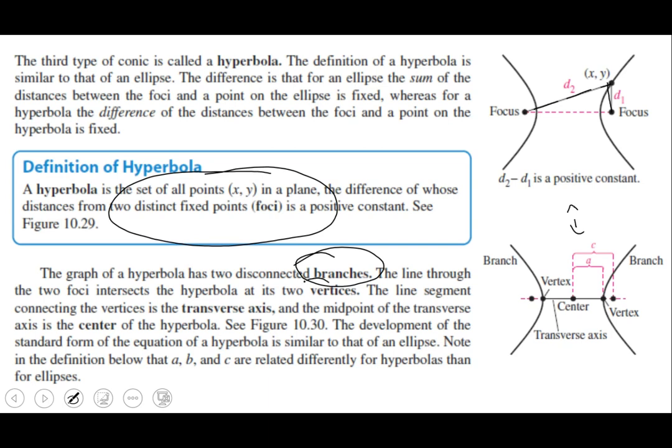The line that goes through the two foci also goes through the vertices, the same vertices that we've been talking about. The line segment that connects those two vertices is called the transverse axis. And then there is still a center of the hyperbola.